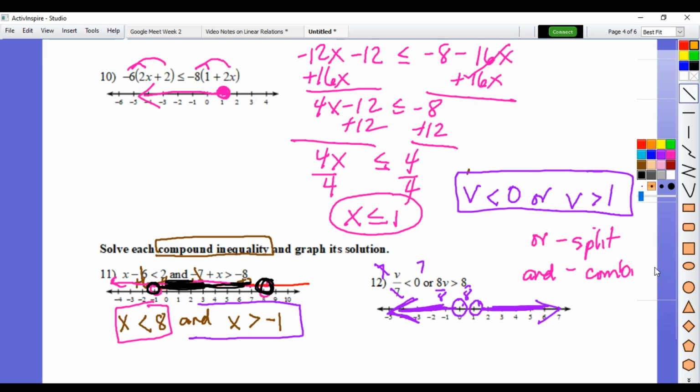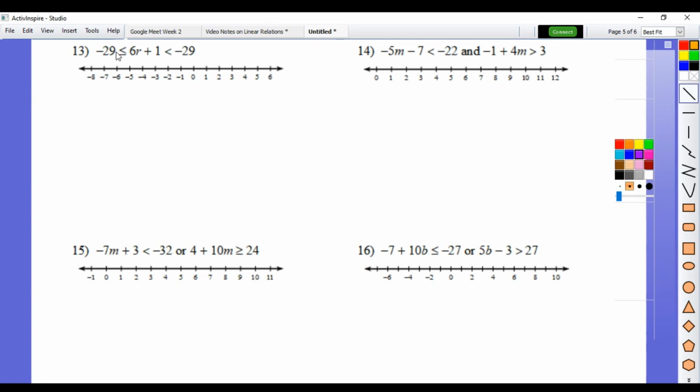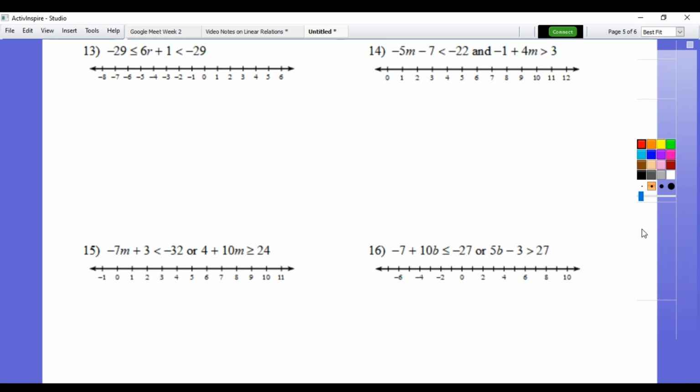Number 13. Negative 29 is less than or equal to 6r plus 1 and less than negative 29. Here it's slightly tricky. They're both negative 29 there. That's something we have to be watchful of.